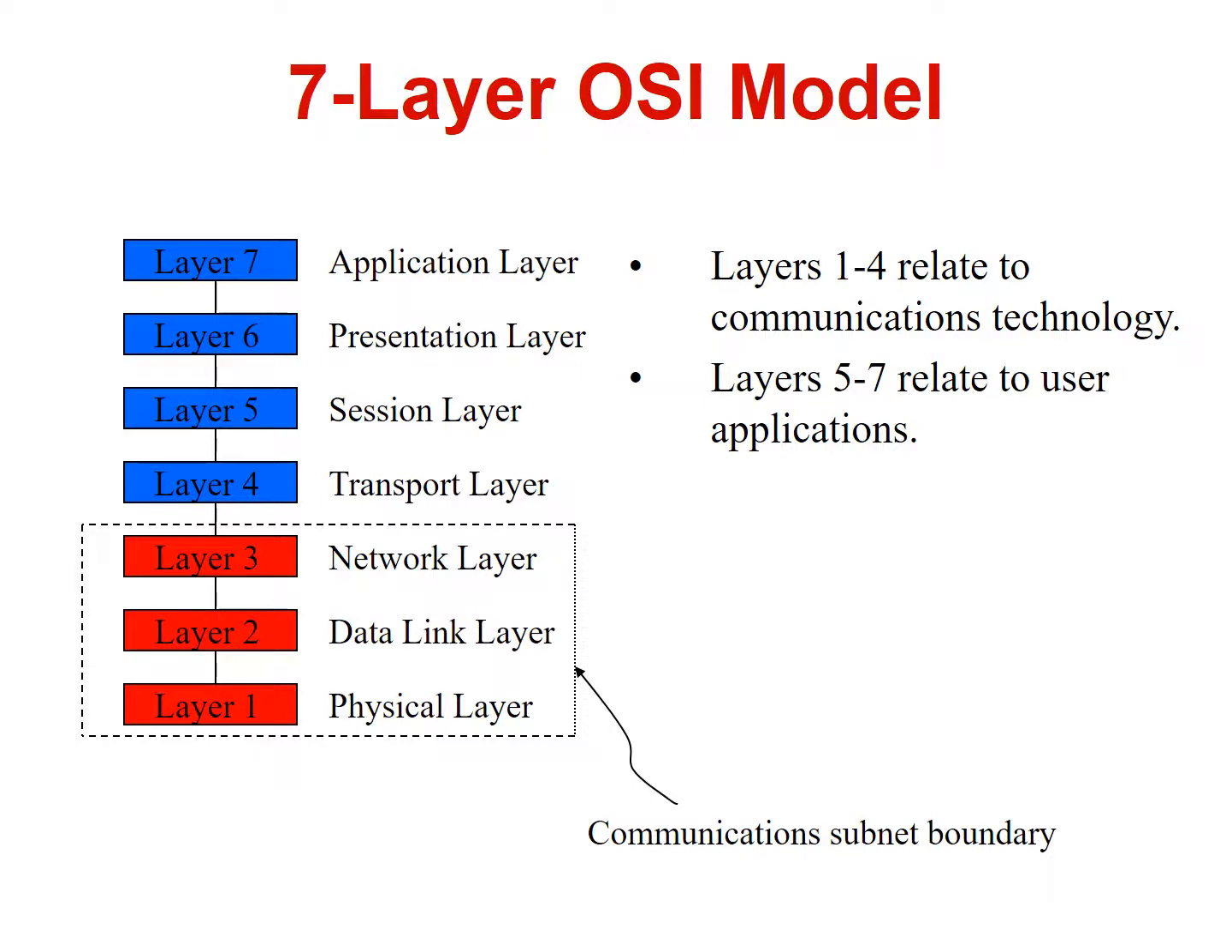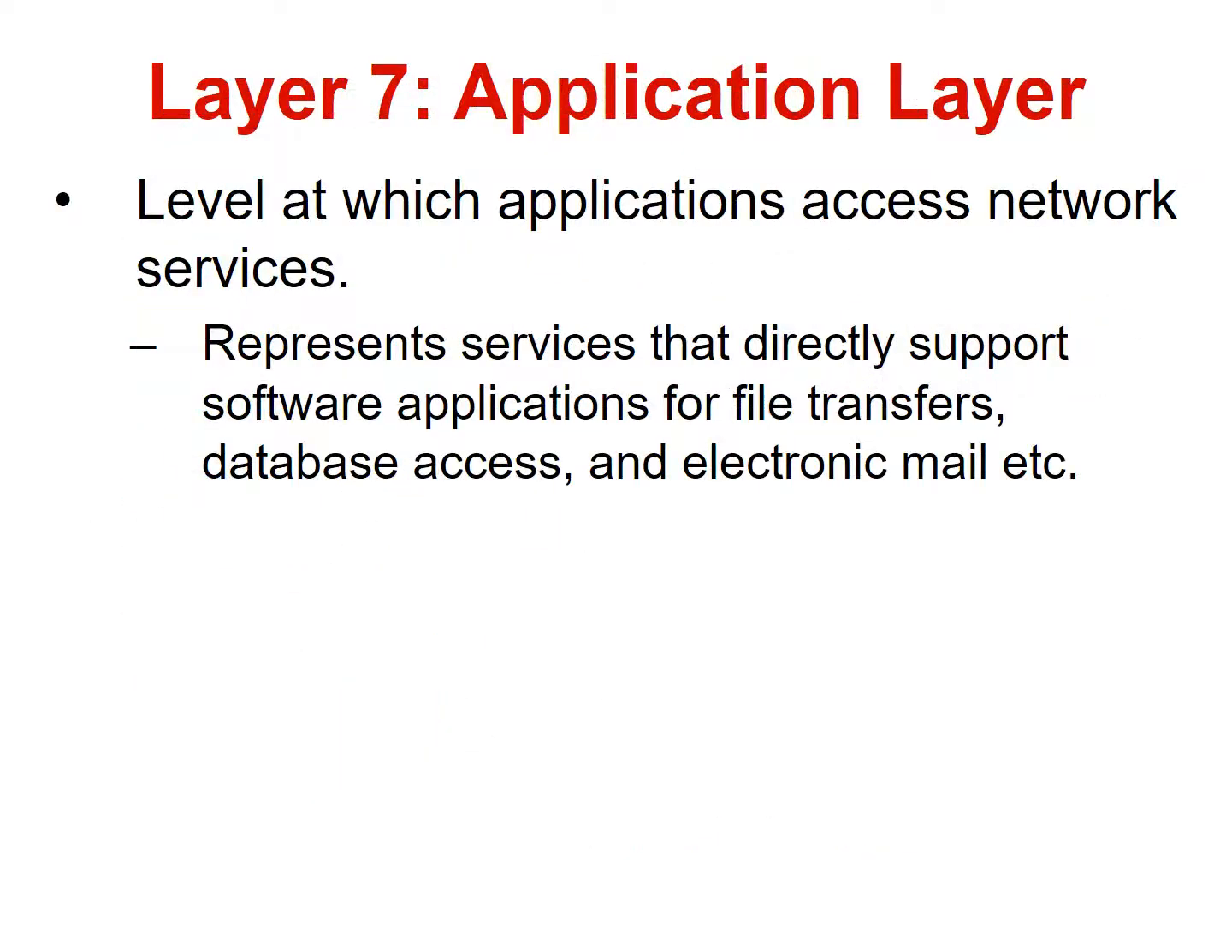First of all, we are going to start with the 7th layer, which is the application layer. It's the level at which applications access network services. It represents services that directly support software applications for file transfer, database access, electronic mail, and so on and so forth. For instance, now you are watching this video through YouTube, you are interacting at the application layer of the network. So that is where you are.